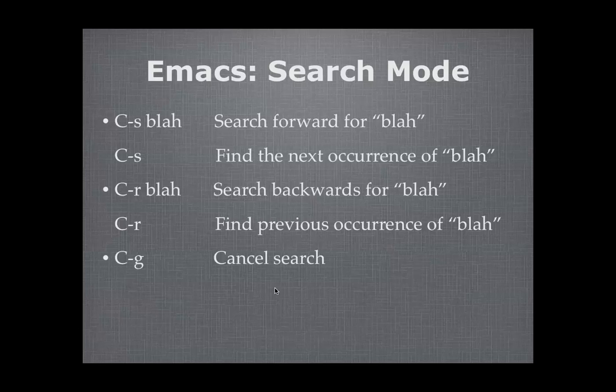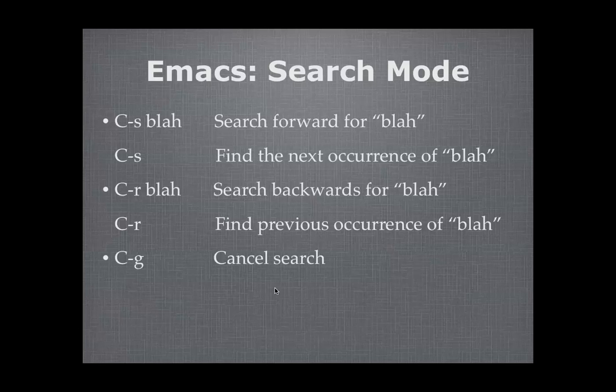So there's the basic type of search, which is the incremental search. To search for something, I do Control S for search, and then I type whatever I want to search for, blah. When I do that, it's going to search forward from wherever my cursor is, and find the next instance of the word blah. And if I type Control S again without telling it anything, it's going to search for the next instance of blah.